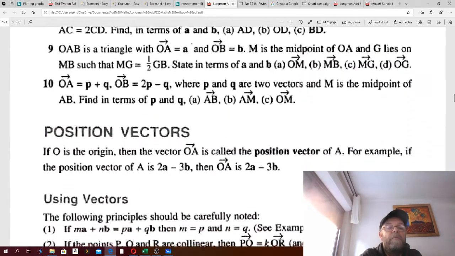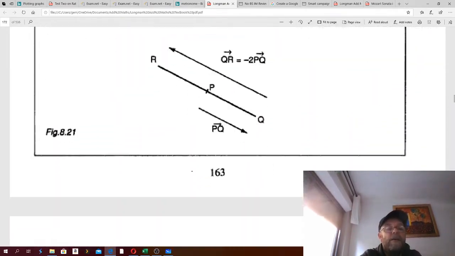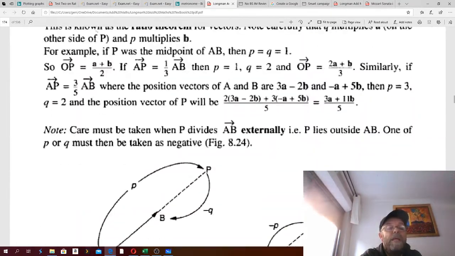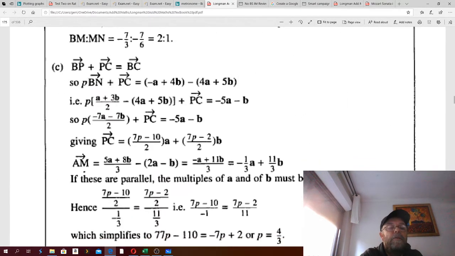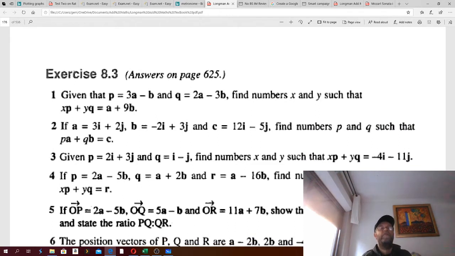Okay, we're going to move a little forward. We've done position vectors as well. I've discussed that in class. So let's go and look at exercises from 8.3 now. All right, so here we go. Let's see what they've given us here.